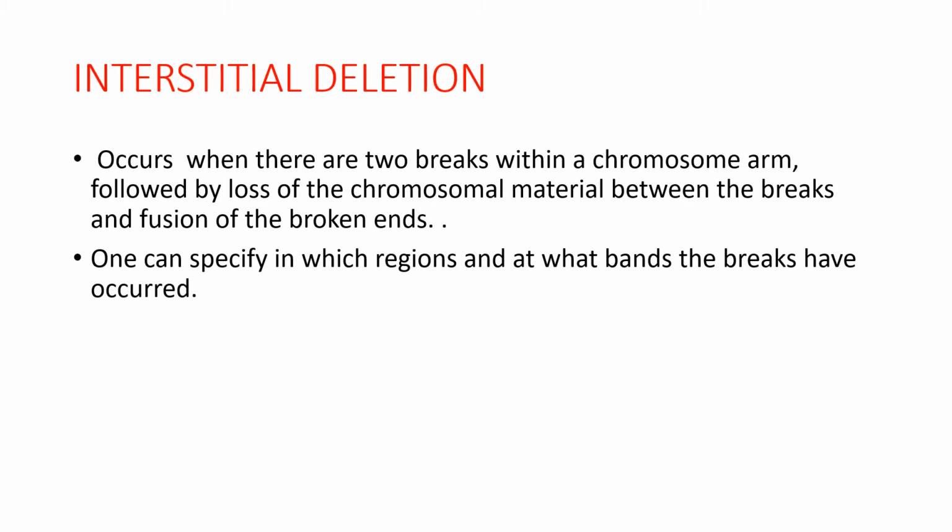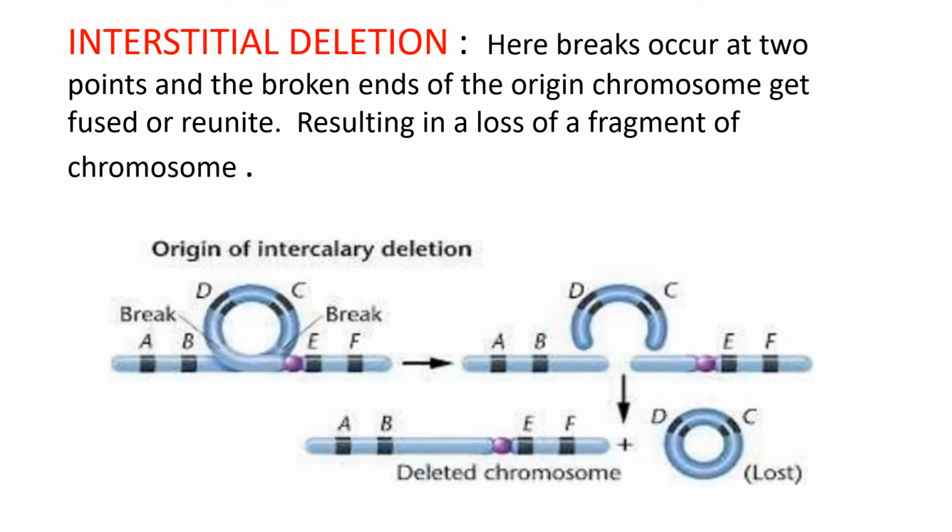Interstitial deletion occurs when there are two breaks within the chromosome arm followed by loss of chromosomal material between the breaks and fusion of the broken ends. One can specify in which region and what bands the breaks have occurred. Interstitial deletion. Here breaks occur at two points and the broken ends of the original chromosome get fused to reunite, resulting in loss of a fragment of chromosome, as seen in this photomicrograph.